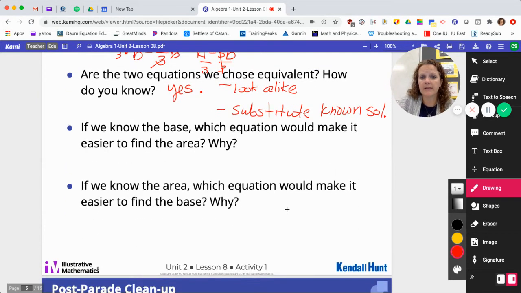If we know the base, which equation would make it easier to find the area? If we know the base, I would plug it into area equals 3 times base. Because if we know the base, we're going to substitute here and get an answer for area without moving anything around. If we know the area, which equation would make it easier to find the base? Base equals area divided by 3. If we know the area, we'd plug it in right there, and we get a solution that would give us the base.